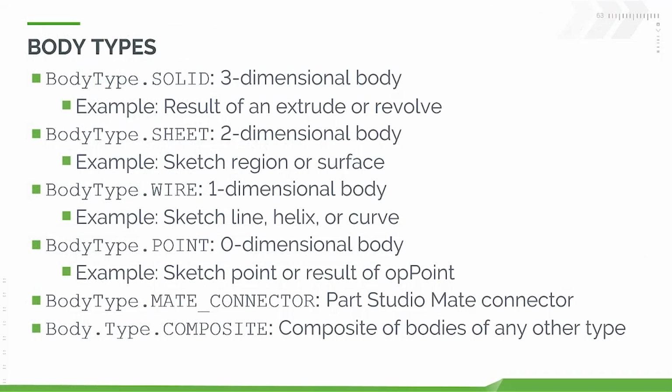You can use body type and entity type to filter queries further. Body types include solid, sheet, wire, point, mate connector, and composite. Sheets are surfaces that are not a part of a solid body. Wires are curves existing outside of surfaces or solid bodies. Points are independent points such as the origin or the two points we made in a previous video.